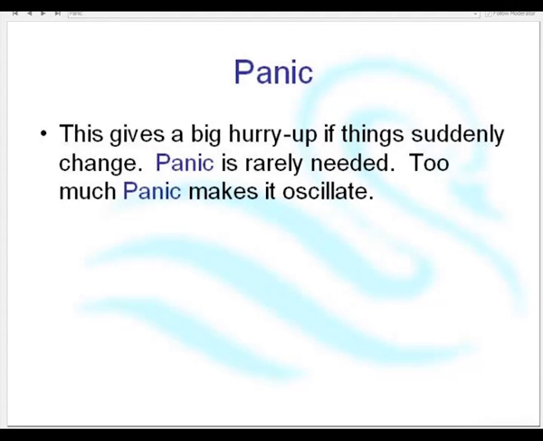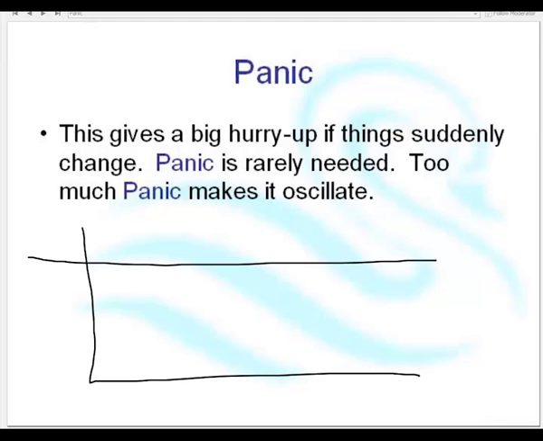Now what the D term does is, if there's a sudden change in things, so if the speed is hanging along happily like that, and then suddenly it makes a huge change, what the D term will do is make a huge change back all of a sudden. It makes panic moves based on sudden changes.